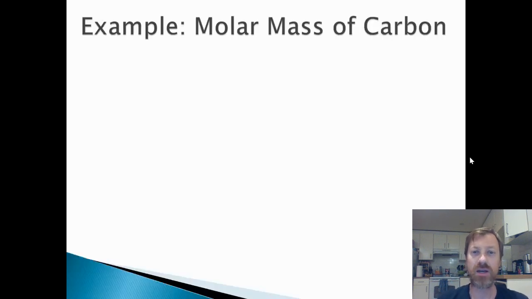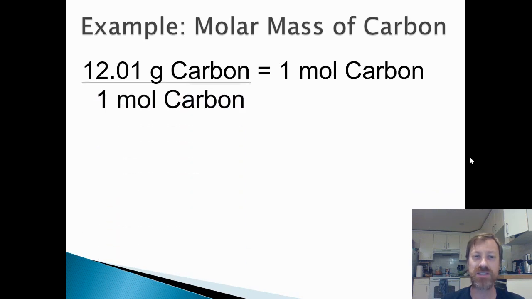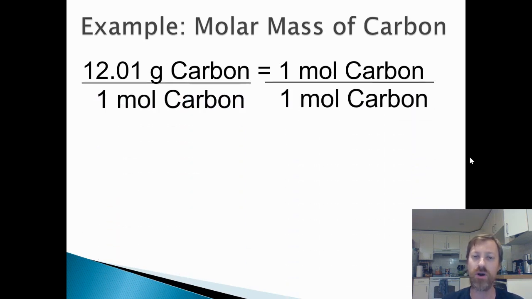So let's take carbon. The molar mass of carbon is 12.01 grams. You can look that up on a periodic table. 1 mole of carbon is 12.01 grams. Okay. Now, since we have an equation here, they're equal. What we can do is we can say, all right, suppose we divide both sides of the equation by the same thing. For example, 1 mole of carbon. Well, if we do that, look what happens on the right-hand side of the equation over here.